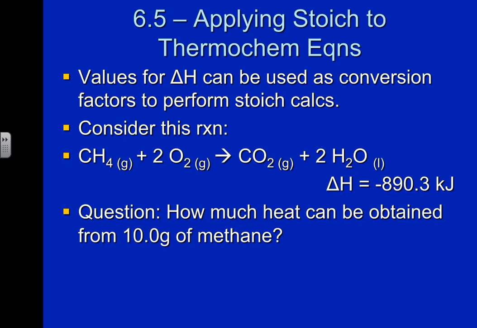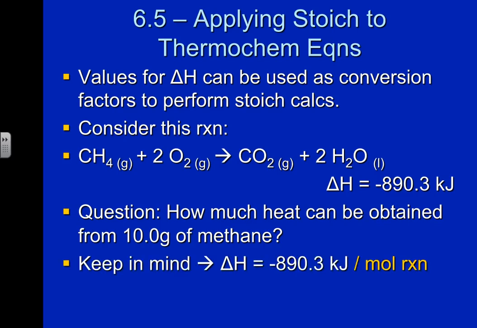Okay, so basically what you're doing is you're taking a look at this question. You're saying, all right, well, the methane is going to be the limiting reagent. And when it runs out, your reaction stops. So how much heat would you create if you only had 10 grams? Now, what's going to be helpful is that this delta H value, this 890.3 kilojoules, notice in yellow I've added per mole reaction. That unit of measurement at the end there, per mole of reaction, is a very specific thing that we have to understand.